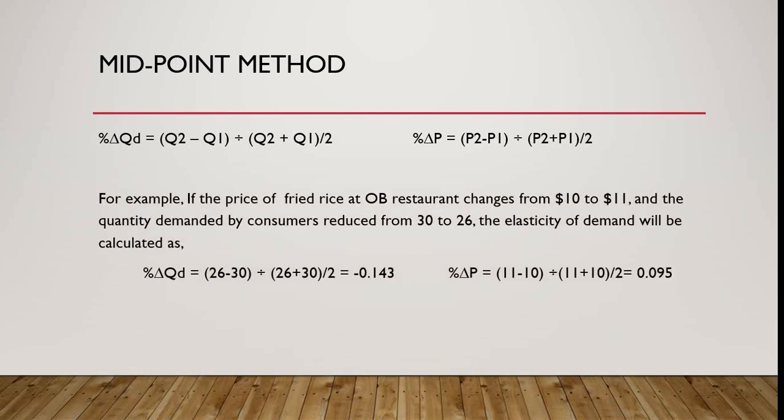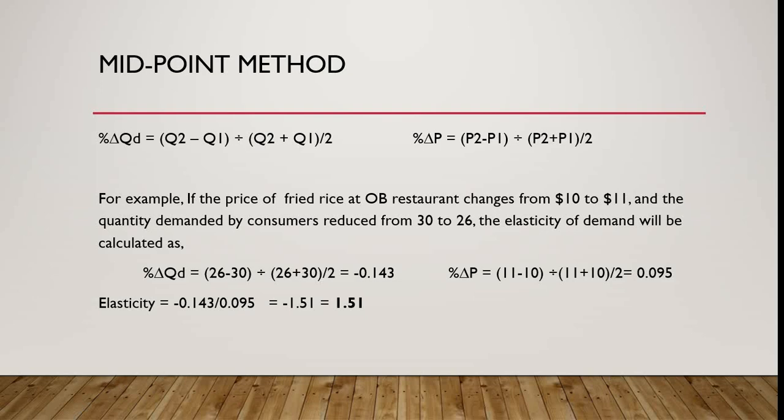So for the question, the percent change in quantity demanded is going to be equal to 26 minus 30 divided by 26 plus 30 divided by 2. So you find the average quantity, which is 26 plus 30, that is 56, divided by 2. Then you divide the change by that. So you end up getting negative 0.143. And the same applies to change in price. So the elasticity is going to be equal to negative 1.51, which in absolute terms is 1.5.